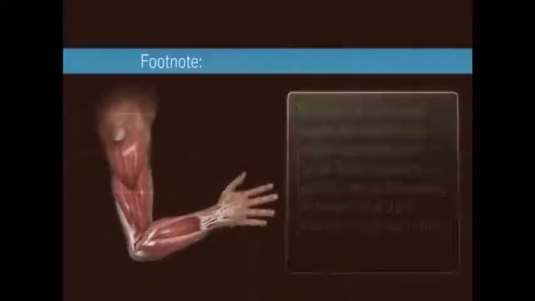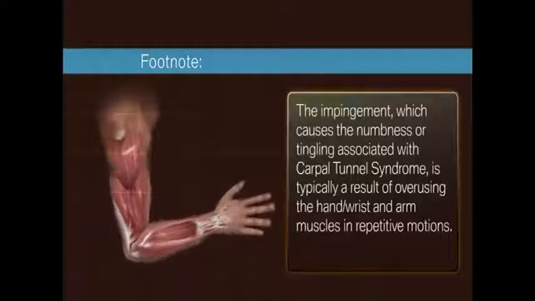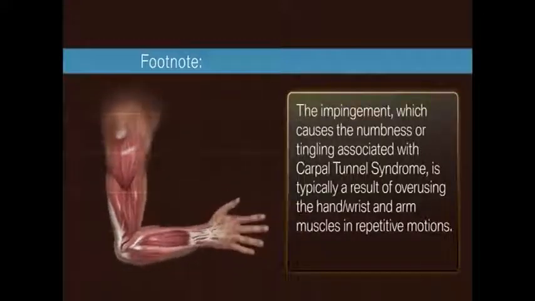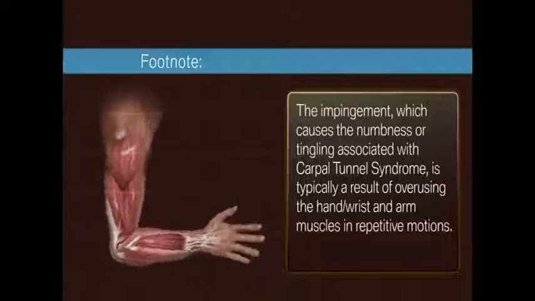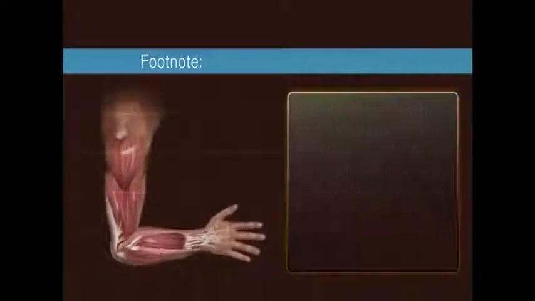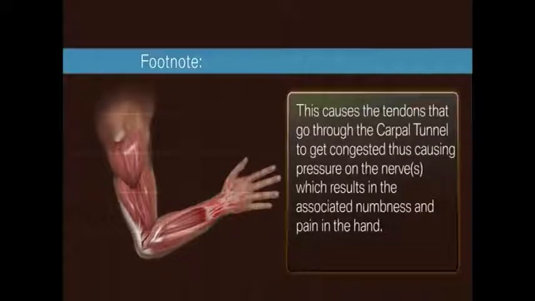Footnote: the impingement, which causes the numbness or tingling associated with carpal tunnel syndrome, is typically a result of overusing the hand, wrist, and arm muscles in repetitive motions. This causes the tendons that go through the carpal tunnel to get congested, thus causing pressure on the nerves, which results in the associated numbness and pain in the hand.